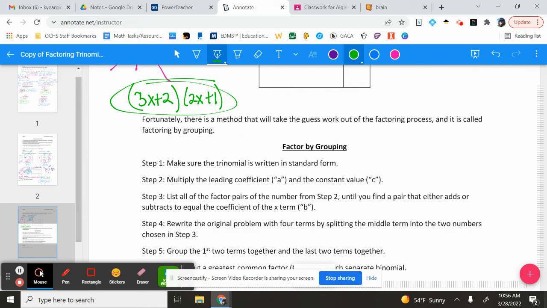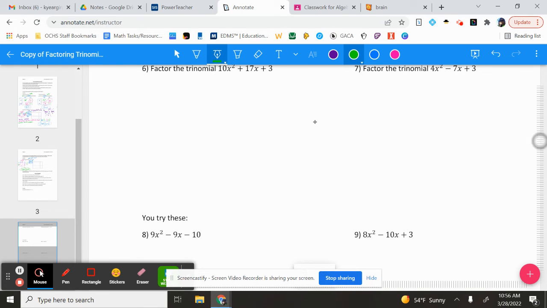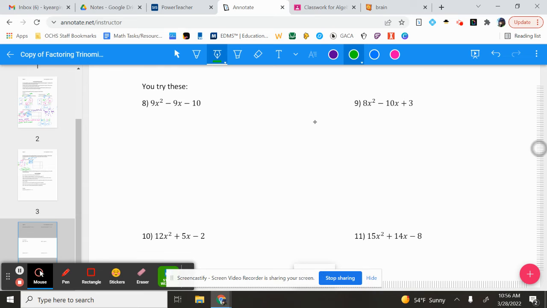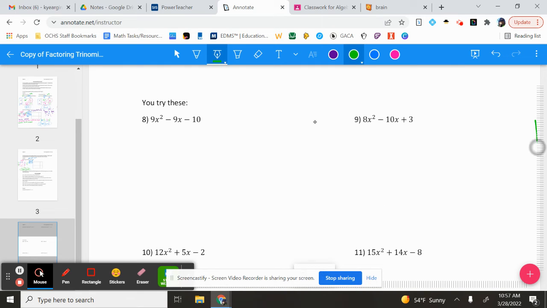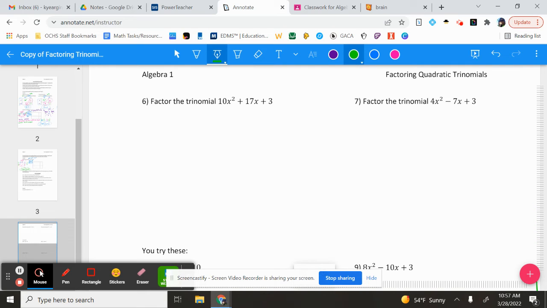Okay. As we go through and do more practice, I want you to pause the video and do these next 6 that you see on your screen, and then start the video. If you get stuck, you can always start the video and watch, but also check your answers.